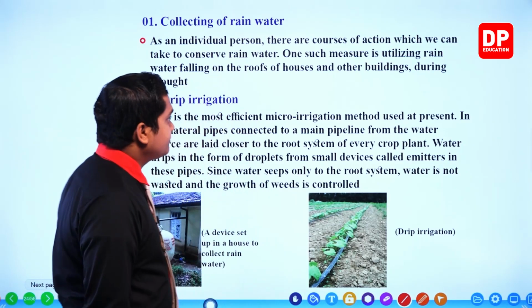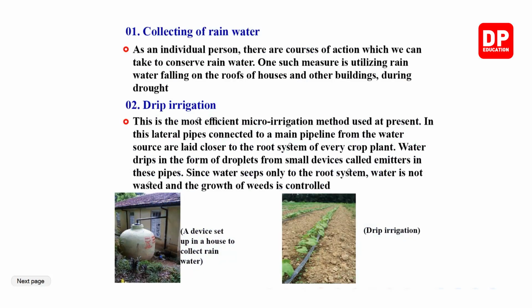Okay, right. So the next one is given: drip irrigation. Let's see. This is the most efficient micro irrigation method used at present. In this, lateral pipes connected to the main pipeline from the water source are laid closer to the root system of every crop plant. Water drips in the form of droplets from small devices called emitters in these pipes. Since water seeps only to the root system, water is not wasted and the growth of the weeds is controlled.